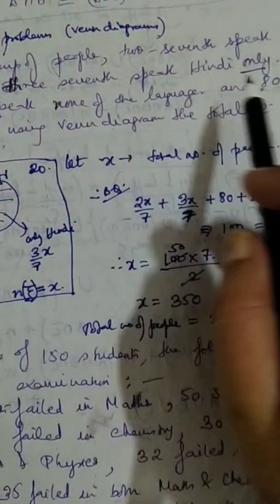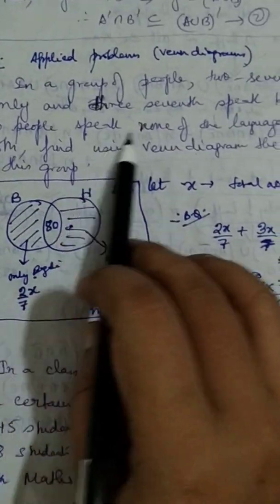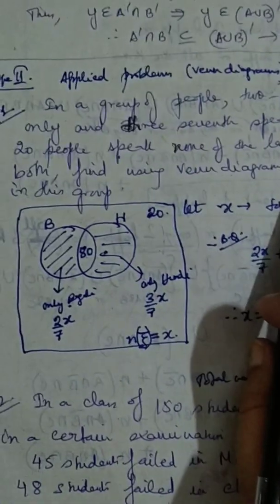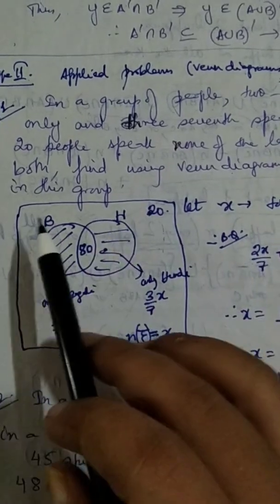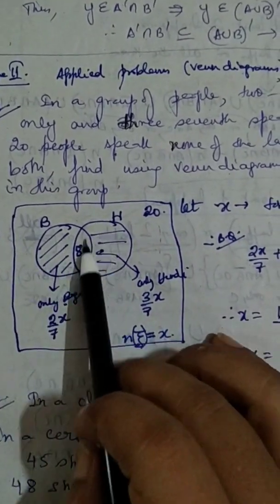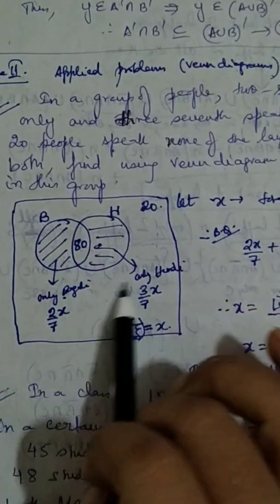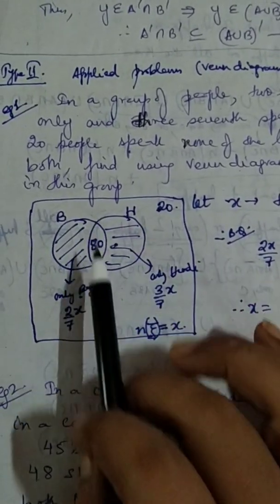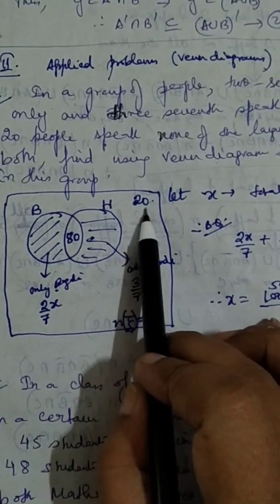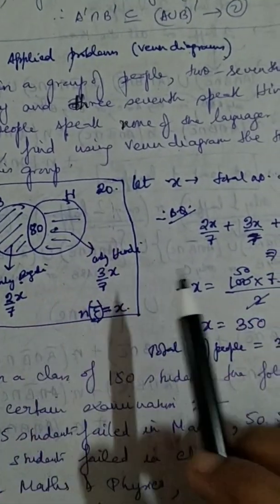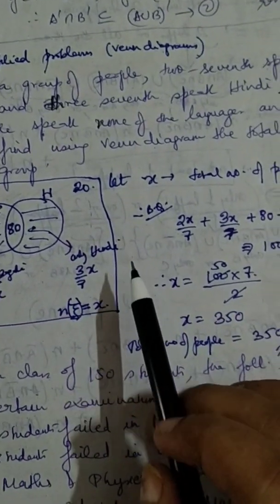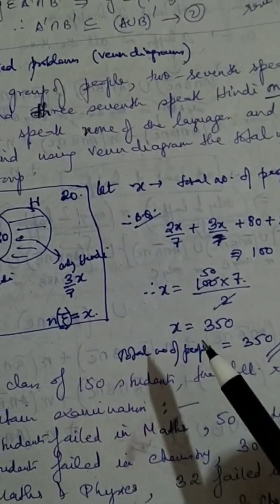And something else is also given. 20 people speak none of the languages. That means there are 20 of them who neither speak Bengali nor Hindi. That means they are lying outside the region, isn't it? Outside the region occupied by Bengali and Hindi. That means here there are 20 of them. So here I have written 20, the cardinal number actually.